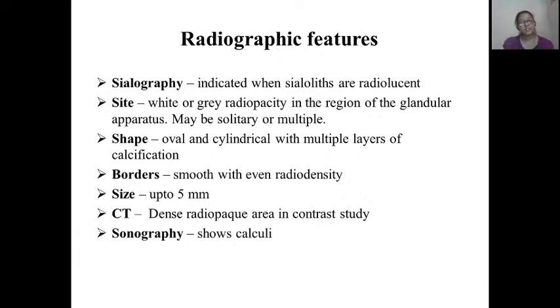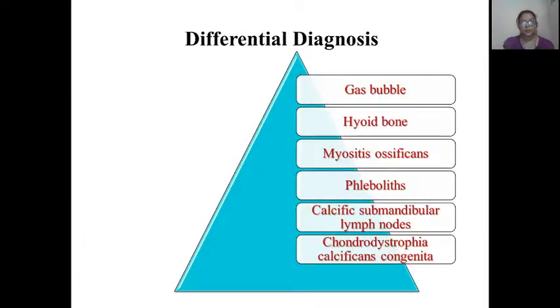CT shows a dense radiopaque area. In a contrast study we can find out. Sonography shows calculi. The differential diagnosis is gas bubble. In case of a gas bubble, it comes out very quickly and it is more round as compared to the calculi seen. Hyoid bone, how can we distinguish hyoid bone?